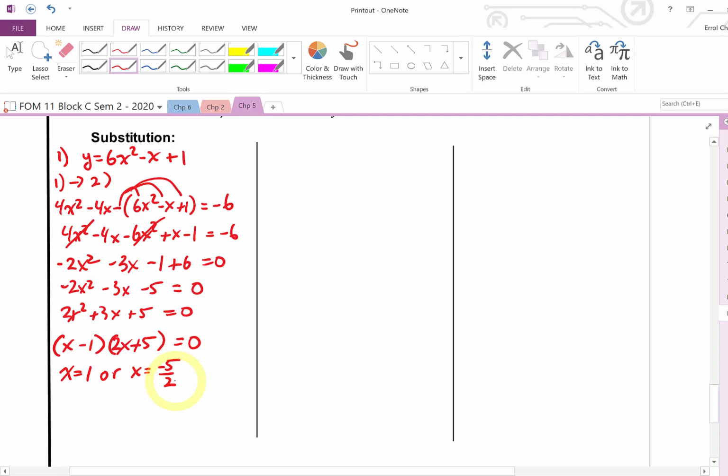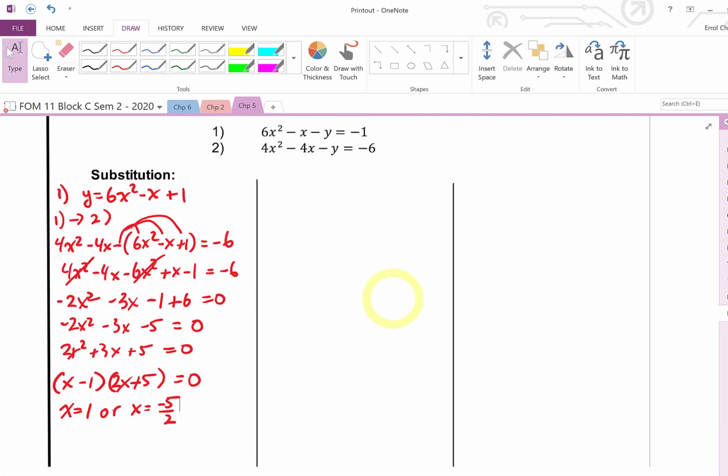Now, once we have those possible x values, I'm going to try to find the y values by substituting into any one of these equations. So it's going to be 6 times 1 squared, minus 1, minus y is equal to negative 1.